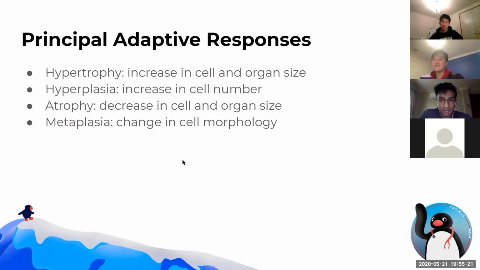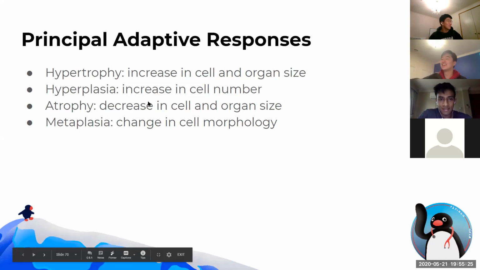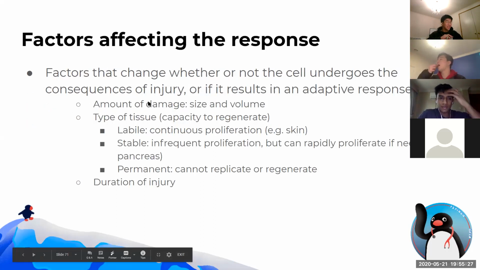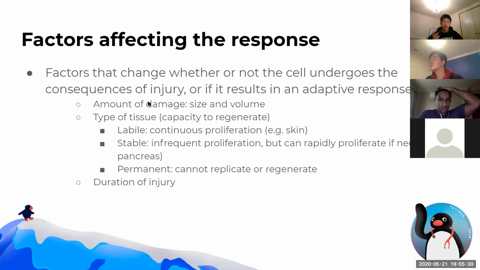These tend to be a bit abnormal and we don't really want them too much. Okay, and we have a few factors that'll affect what type of response we get. So it'll change whether we get like our regeneration or repair, things like that. And it depends on three things. It depends on the amount of damage. So have we just given ourselves like a paper cut, or have we chopped our whole finger off, for example?